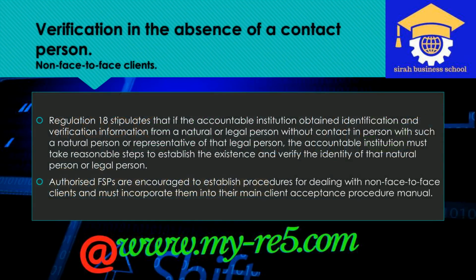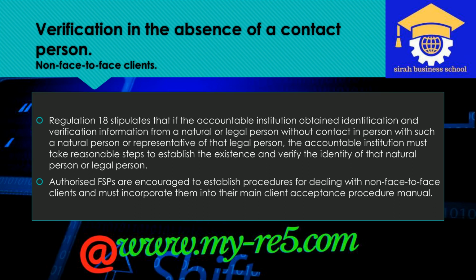Verification in the absence of a contact person. Non-face-to-face clients. Regulation 18 stipulates that if the accountable institution obtained identification and verification information from a natural or legal person without contact in person with such a natural person or representative of that legal person, the accountable institution must take reasonable steps to establish the existence and verify the identity of that natural person or legal person.